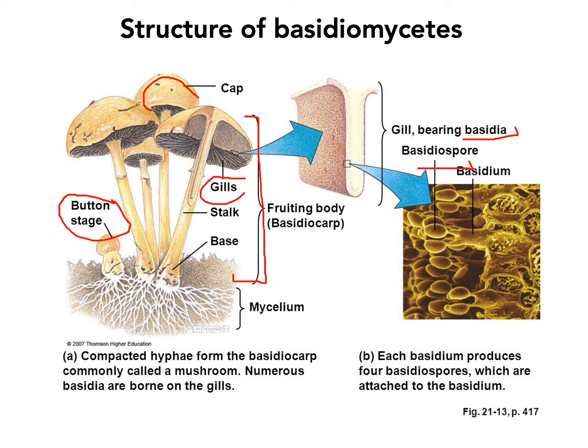spores. So compacted hyphae form the basidiocarp, commonly called a mushroom. So numerous basidia are borne on the gills. Remember, the basidia are on the gills. So each basidium produces 4 basidiospores which are attached to the basidium.